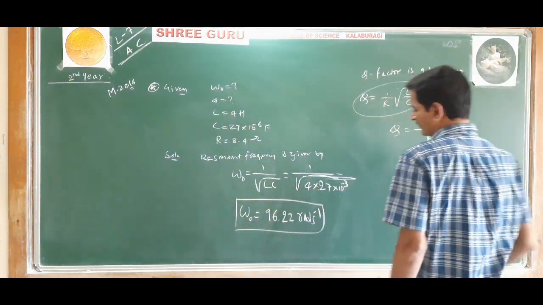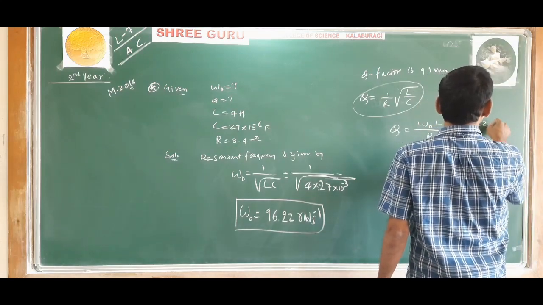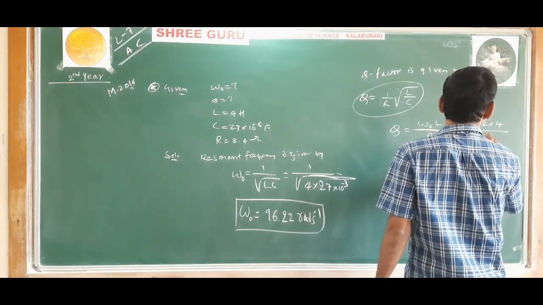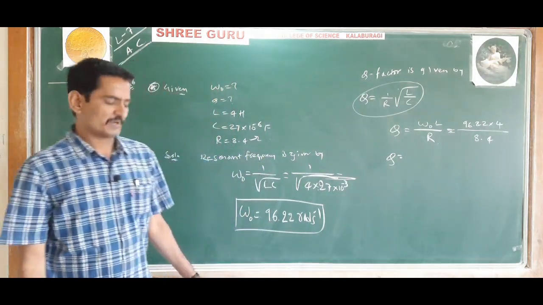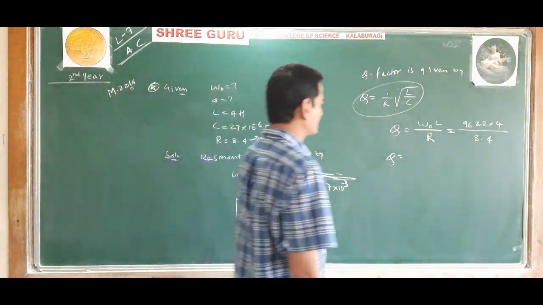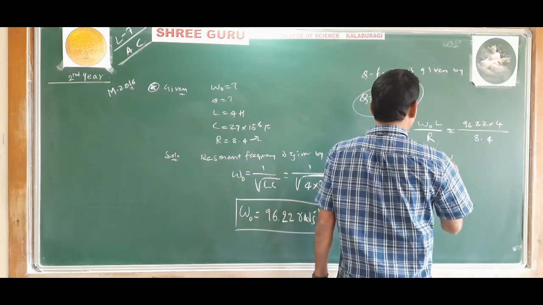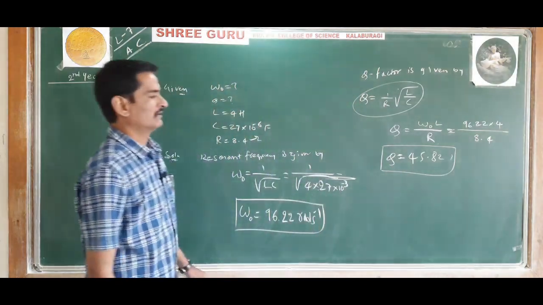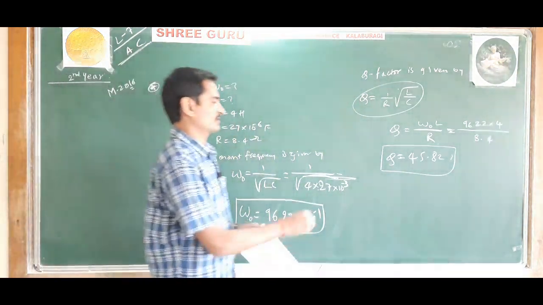Omega naught we have already calculated, that is 96.22 into L. L is 4 and divided by R is 8.4. So do the simplification and get the answer. It will be just a number. It will come out to be 45.82. So that is the answer for the quality factor, and it will be just a number, it does not have any time dimension.